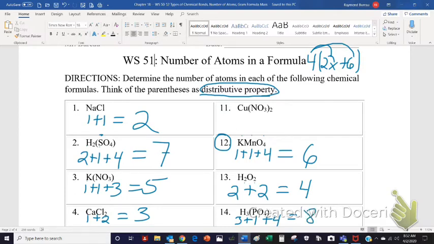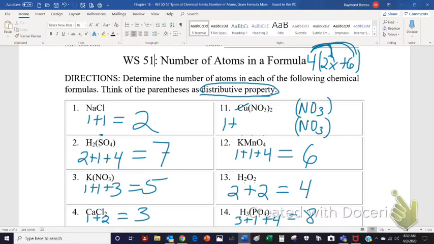Now though, number 11, little bit different. Only because it has an extra subscript. It has a number on the outside of the parentheses. Well, remember, just like in math, it's outside times everything inside. So what we're going to do is this. The copper, obvious, 1. All right, so it took care of the copper. The nitrogen, 1 inside, but realize something. That NO3 with a 2 on the outside means this. It means NO3 is written twice.